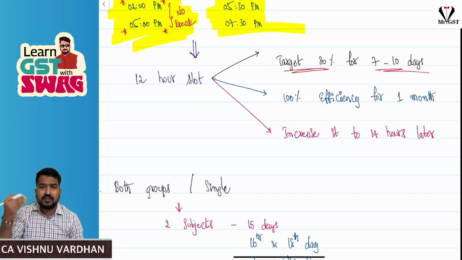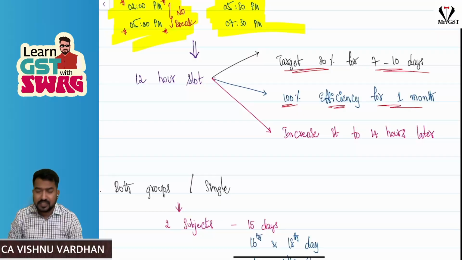And later on, within 7 to 10 days, you should get the momentum and you should be achieving 100% efficiency. And for the next 1 month, you should be definitely consistently following that. And 12 hours, you should be clocking. Okay. This is the next target.